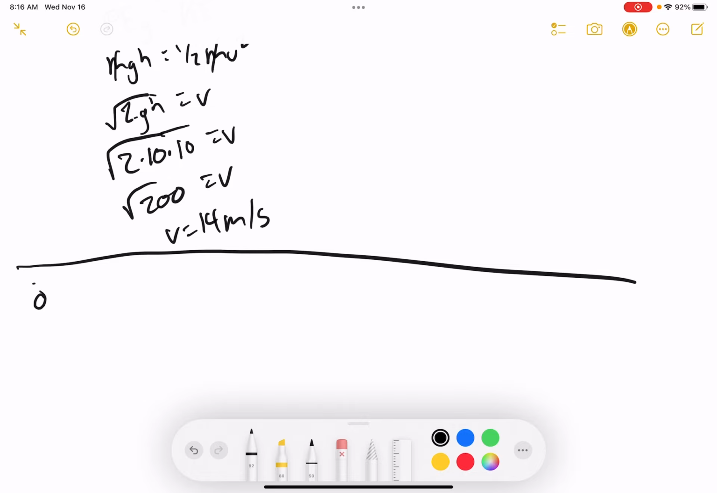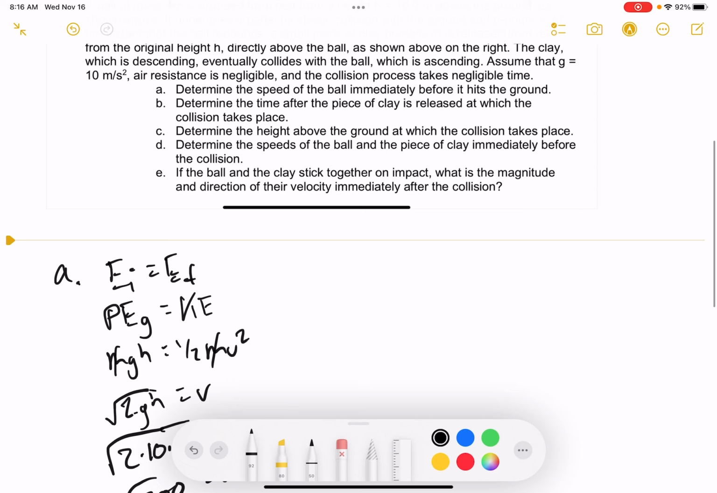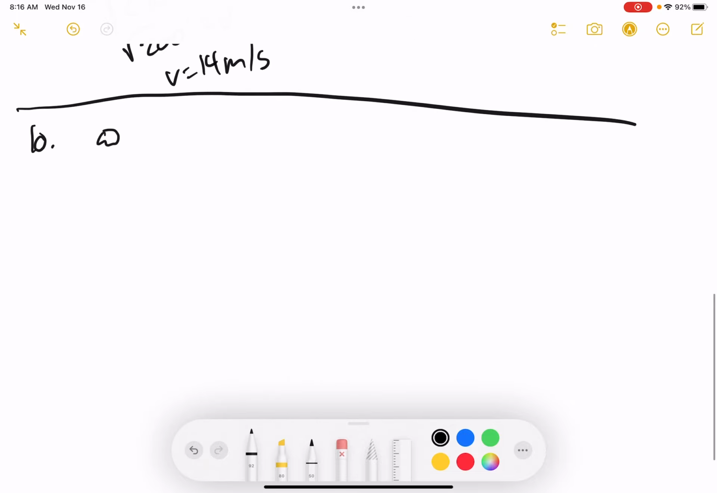Now let's go ahead and look at B. So that shouldn't have been too bad. That's just an energy question, knowing what elastic is. But B will be a little bit trickier. So it says, determine the time after the piece of clay is released at which the collision occurs. So I have this clay here. I have my ball basically just on the ground. I know that the height is this 10. And I want to know when are they actually going to collide.